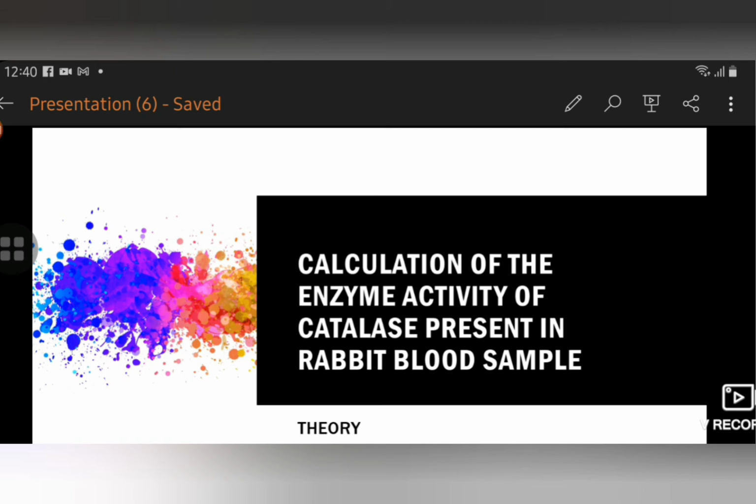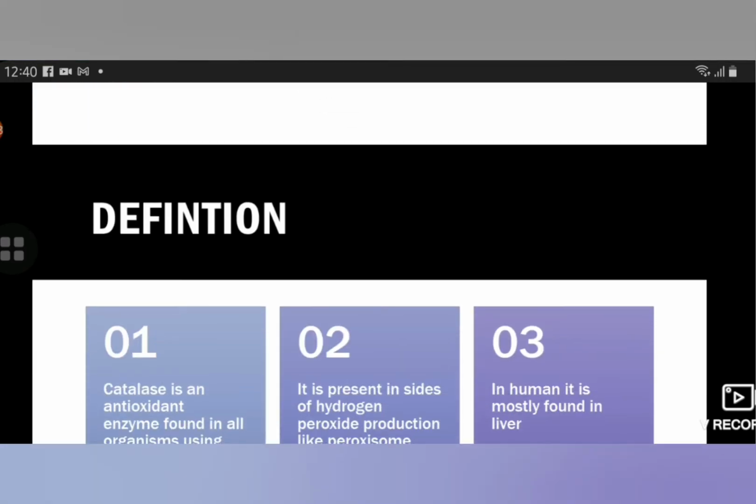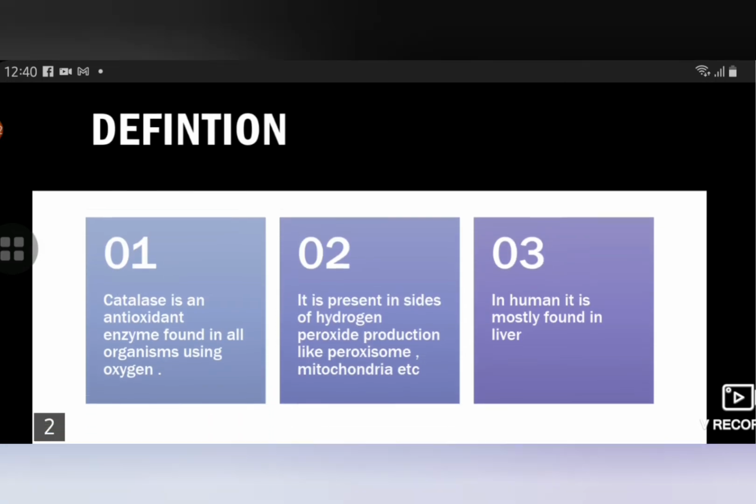Today our topic of presentation is about calculation of the enzyme activity of catalase present in rabbit blood sample. First, it is important to know about the nature and the function of catalase enzyme.